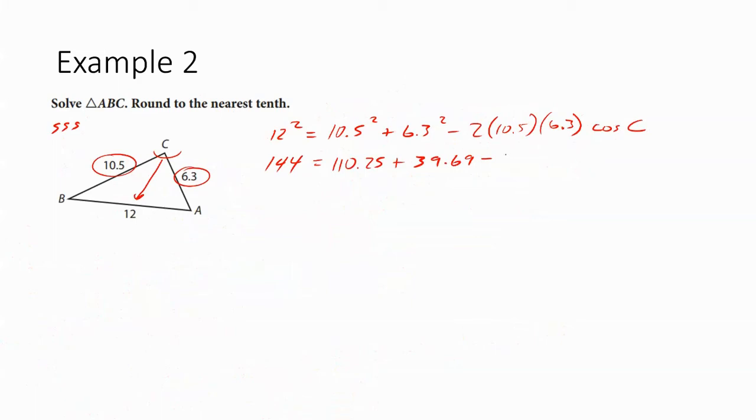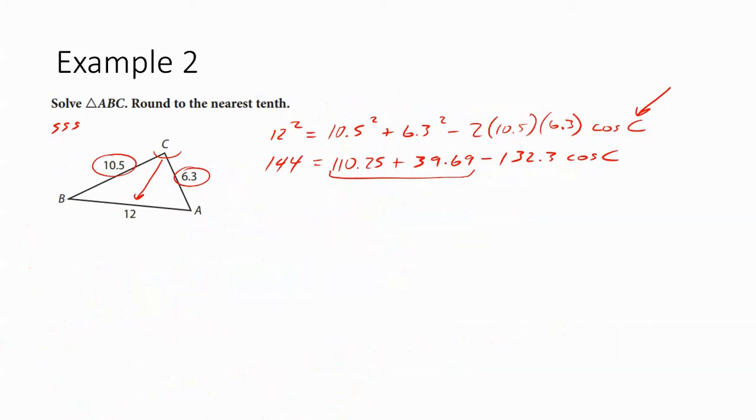And you get 132.3 times that cosine of C. And if you notice, the only variable that we don't really know in the formula is C. So we're going to solve for angle C. All right, let's combine like terms. Let's do that first.